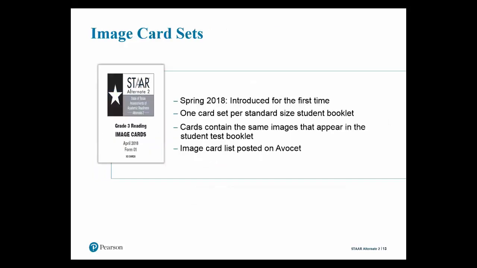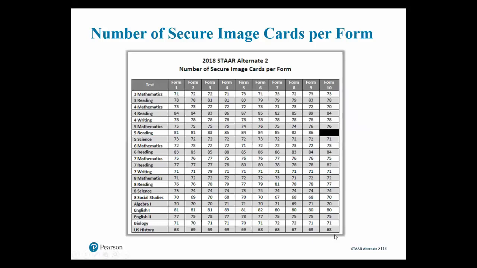Next here are the image card sets. These are also new for this year, and there's going to be one card set per standard size student booklet. And it's going to have the same images that are in the student's test booklet. And we do have an image card list that is actually already out there posted on Avocet. So that's going to list, and we have the image here, and the number of secure image cards per form. So it's going to list the test here on the left-hand side of the screen. And then on the right, the columns for the different form numbers. And it will have the number of secure image cards per form. Again, you can find this document posted in our Avocet site.